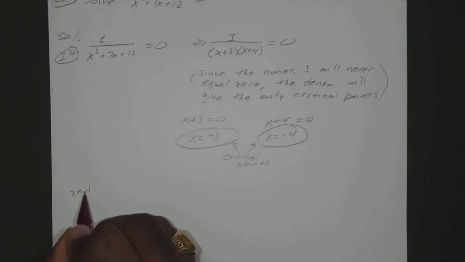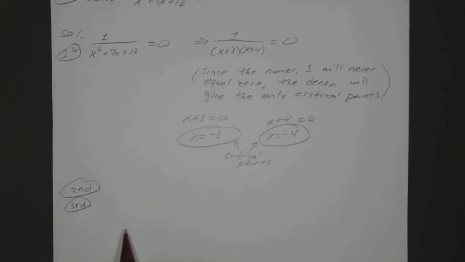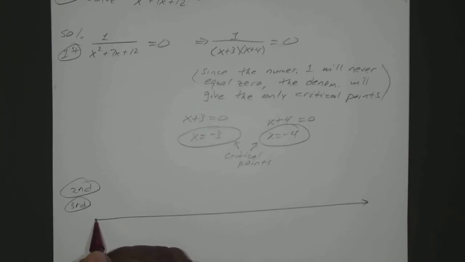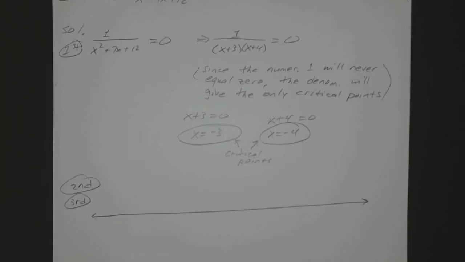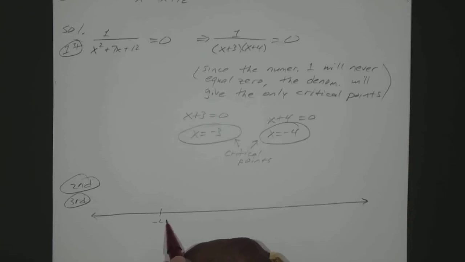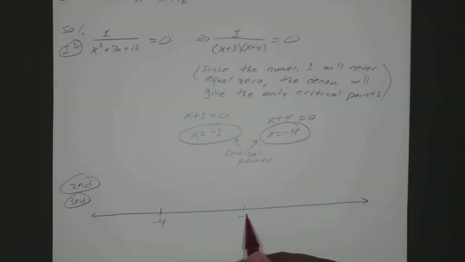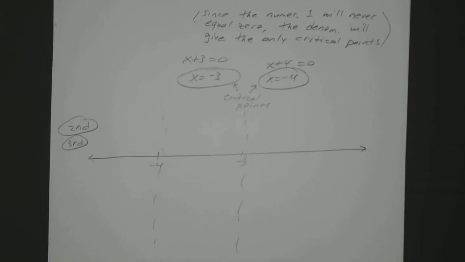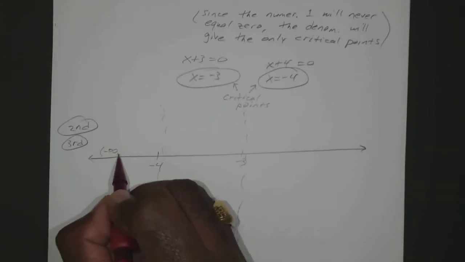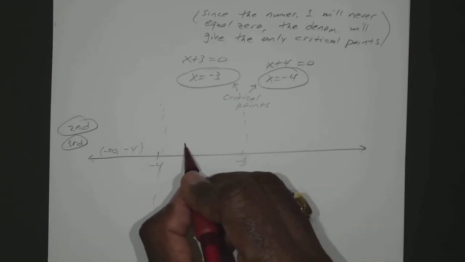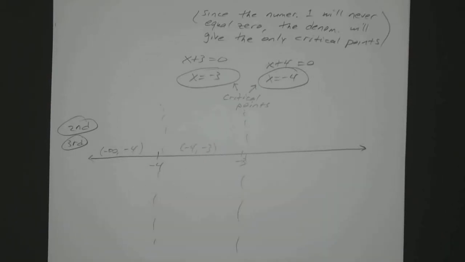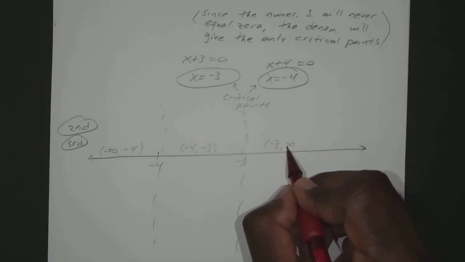So we can go ahead and do our second and third step. We put -3 and -4; -4 actually comes before it. Clean that up a little. So that means we have the intervals from -infinity to -4, from -4 to -3, and from -3 to positive infinity.